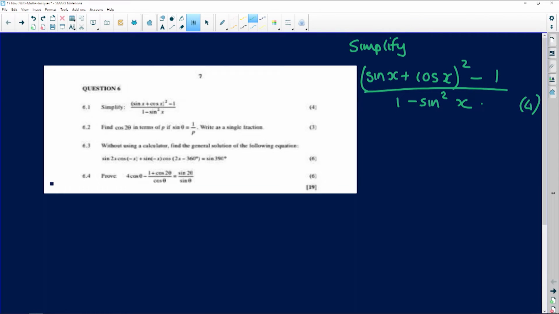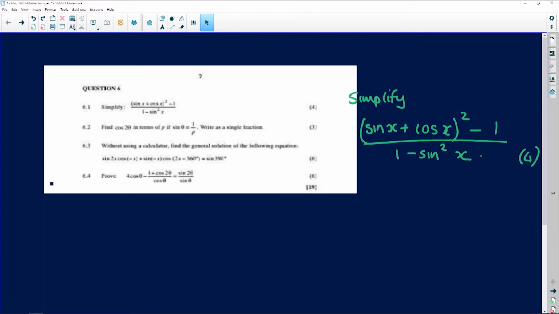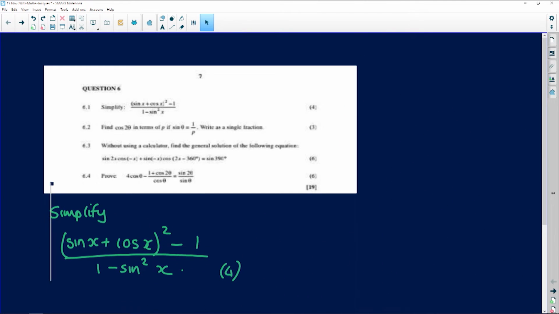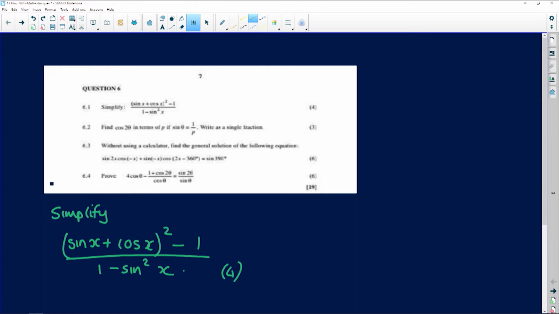If I look at what this is instructing me to do, let me bring that down here. There we go, then we have more space. That's telling me take sine plus cos, square it and subtract 1. Now if I carry on from there, this will become sine squared x plus 2 sine x cos x plus cos squared x minus 1.